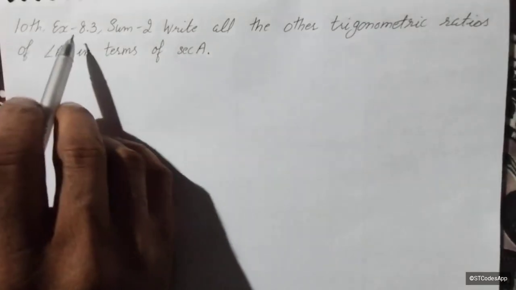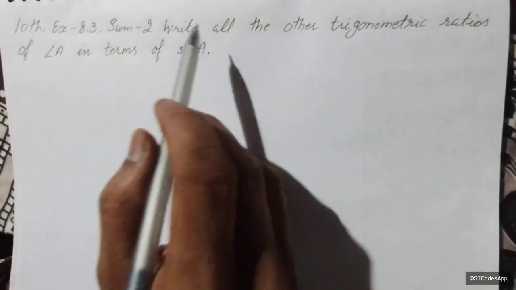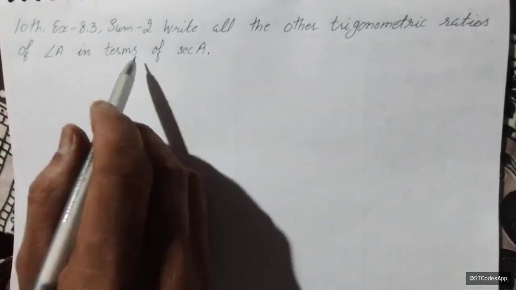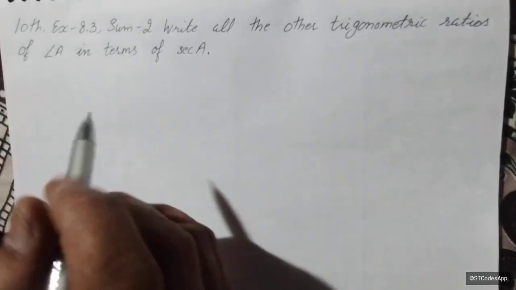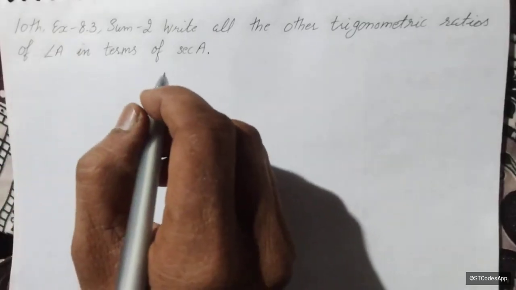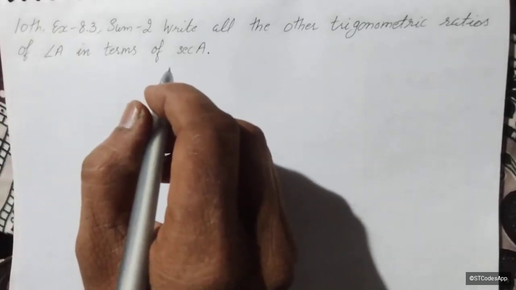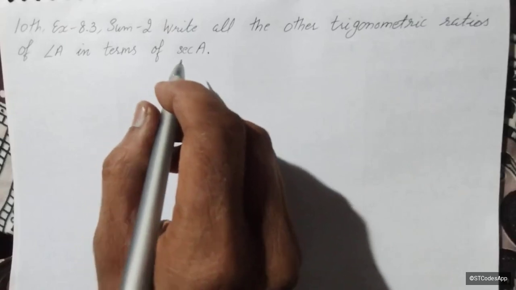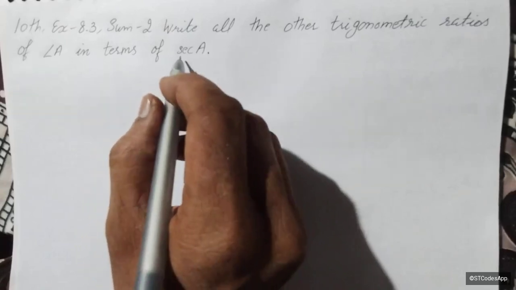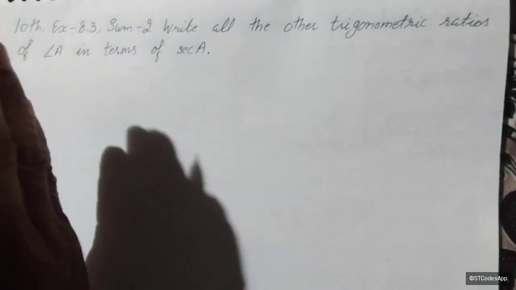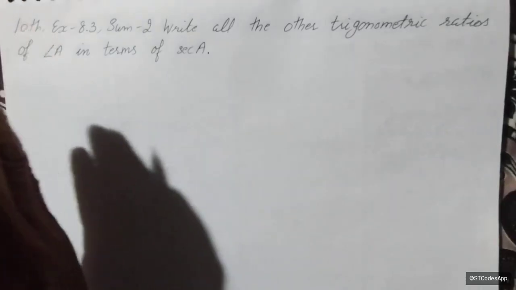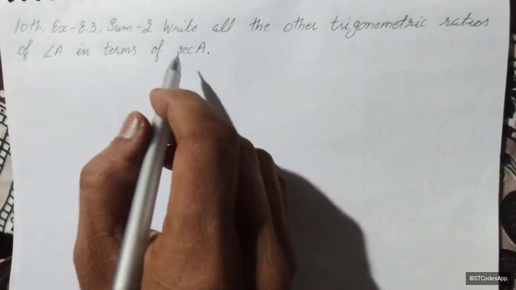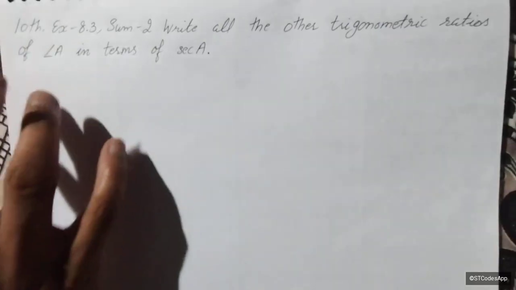10th class, exercise 8.3, sum number 2. Write all the other trigonometric ratios of angle A in terms of sec A. So we have to express all the ratios like sine, cos, tan, cot and cosec in the form of sec A. Their answer should have sec A. Their answer will not be equal, but they will be different in some way.